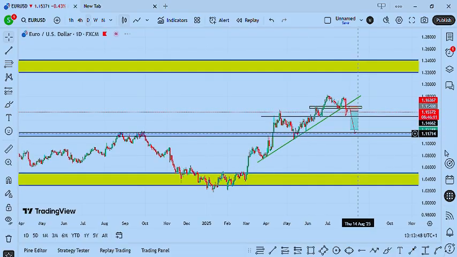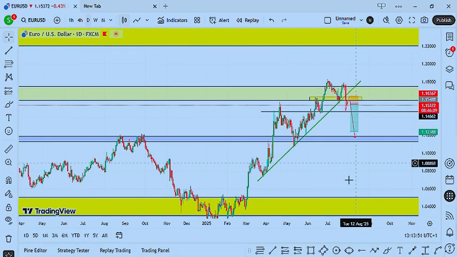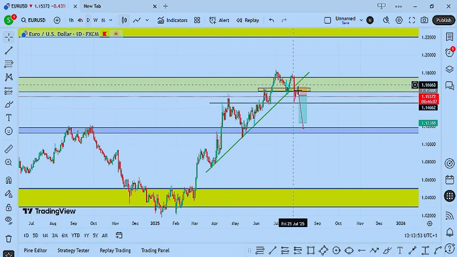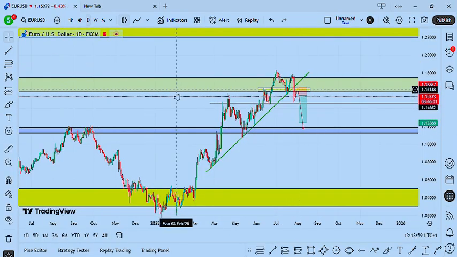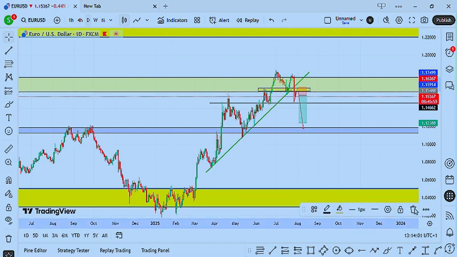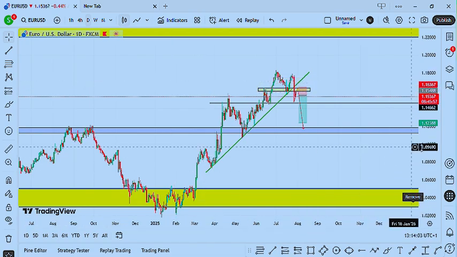The euro market is about to start falling again. You can see this is a resistance level, an institutional resistance level, where the market is reacting from right now. But let me just delete this level. Let's go on the daily time frame. I'm on the daily time frame right now.